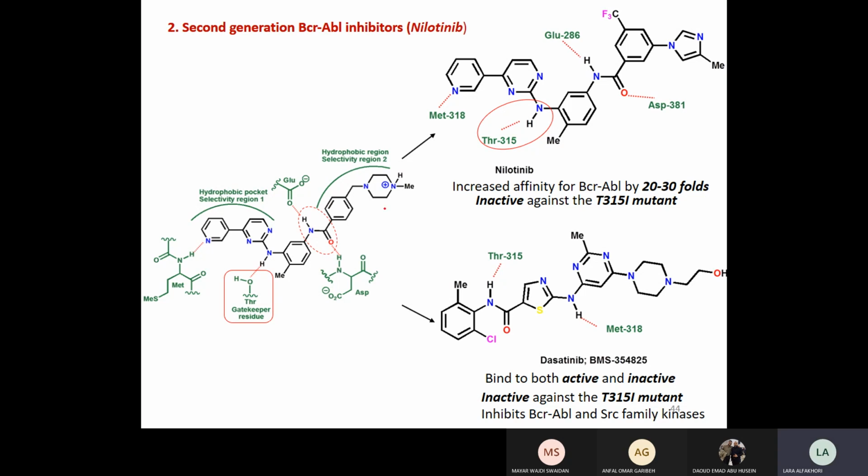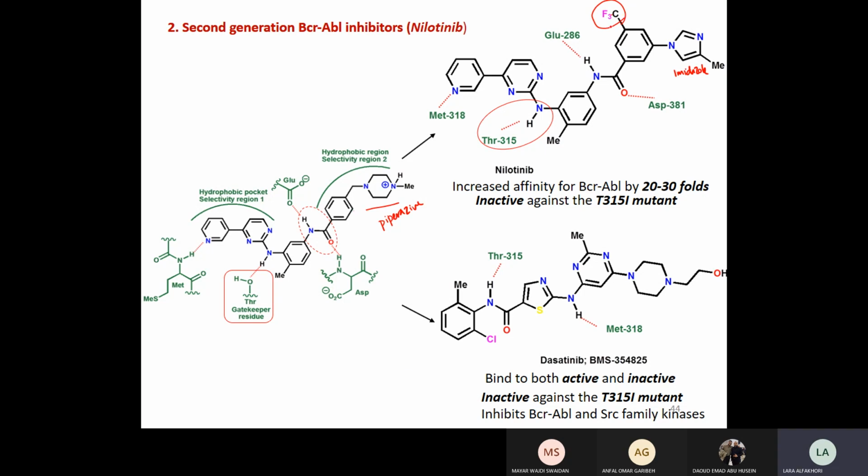Yep. So that's the piperazine in imatinib. They've changed it to imidazole. What else? Besides the imidazole, they've added a trifluoromethyl on the phenyl ring.